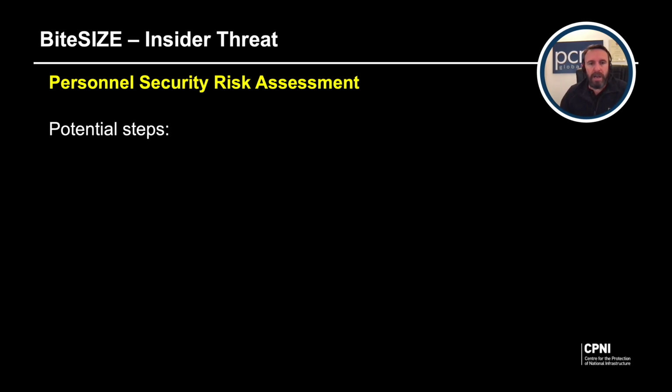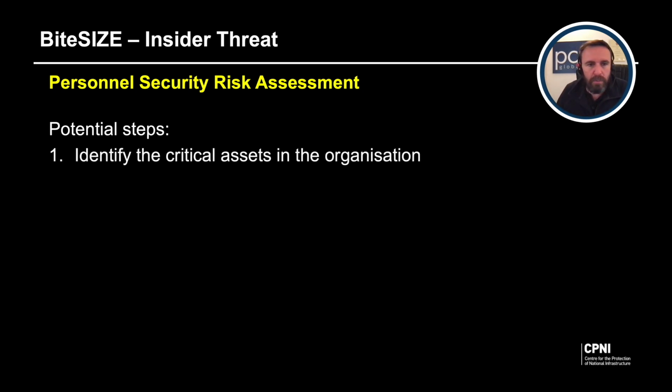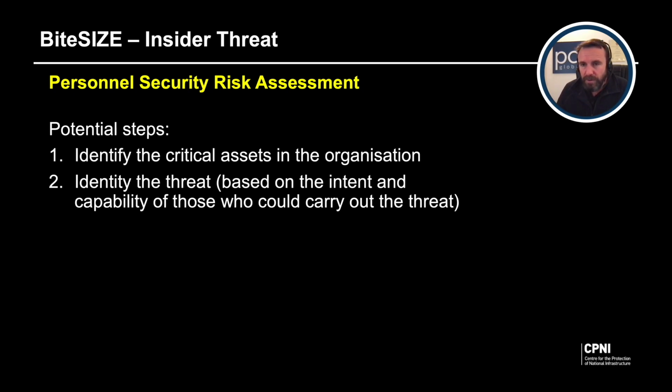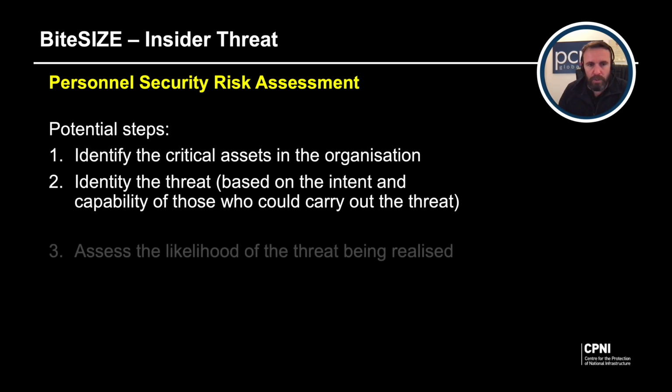The potential steps in a personnel security risk assessment would be, we would need to identify the critical assets in the organisation. This could be servers, this could be information, it could be anything. Again, we have to sit down, it's specific to the context of our organisations. We identify the threat. The threat we'll be looking at will be based on the intent and the capability. So somebody might have intent, they might not have capability. They might have capability, they might not have intent. This is why we have to think about this, and we have to monitor the individuals internally.